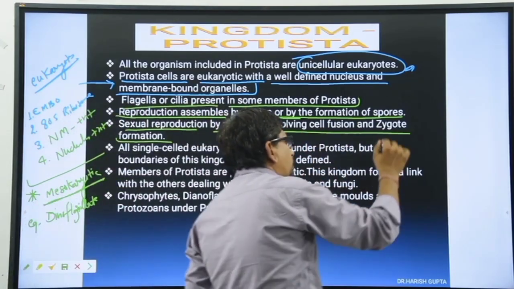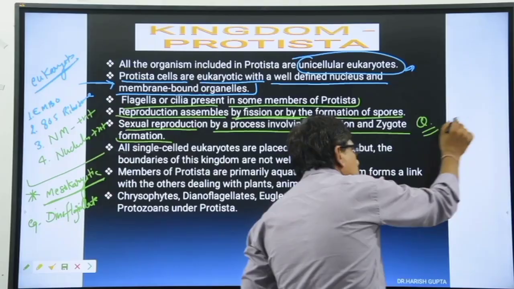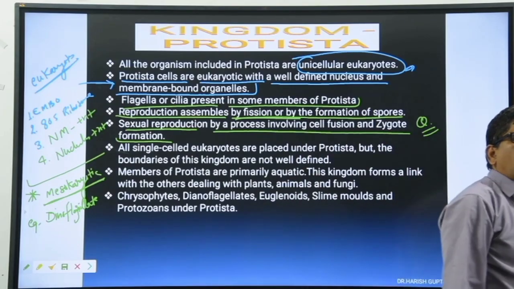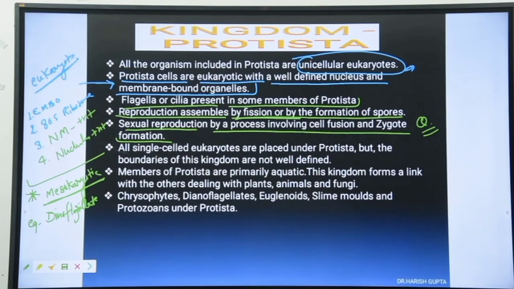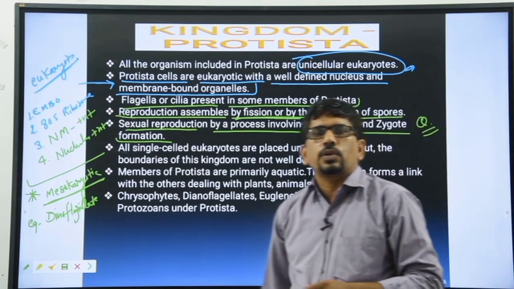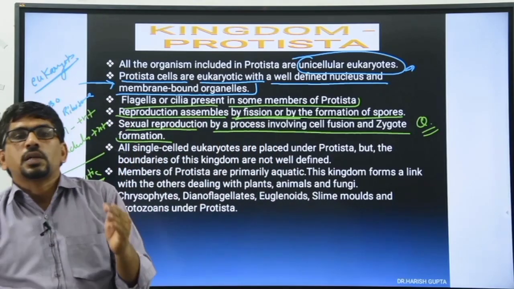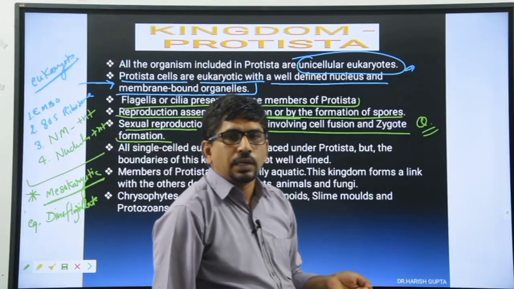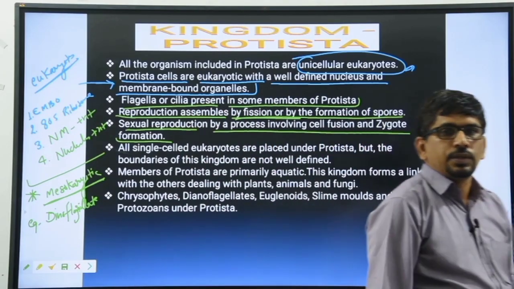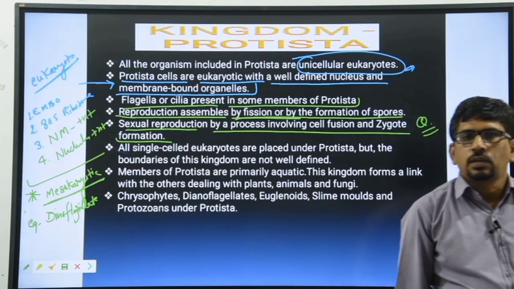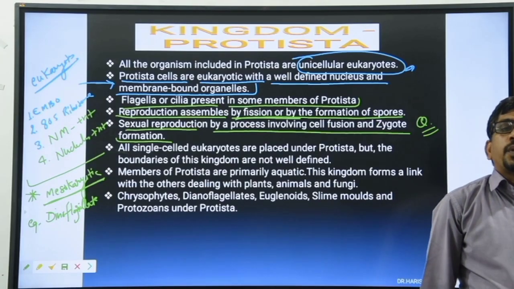This is a very important question for the medical purpose. Which organisms on the earth first reproduced sexually? The answer is the Protista members. Because before the Protista, sexual recombination is present in bacteria, but sexual reproduction is absent. Sexual recombination present, but sexual reproduction is absent.